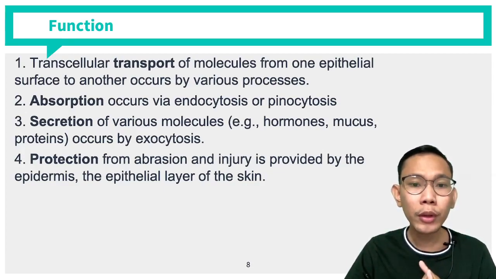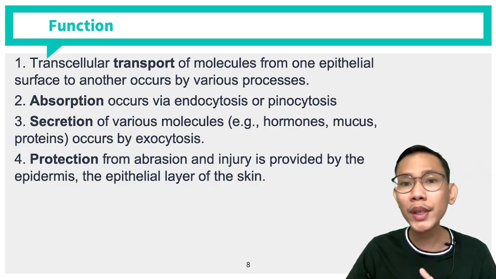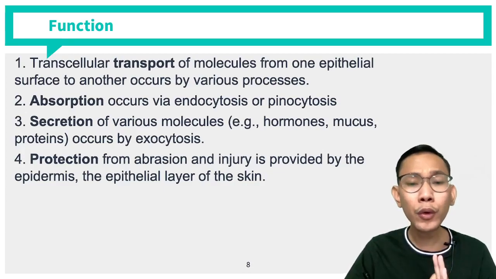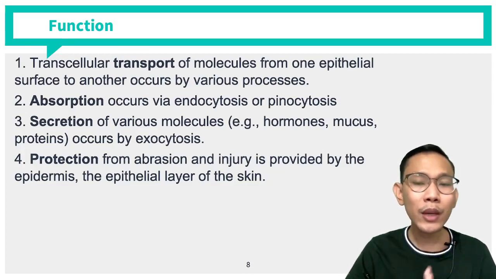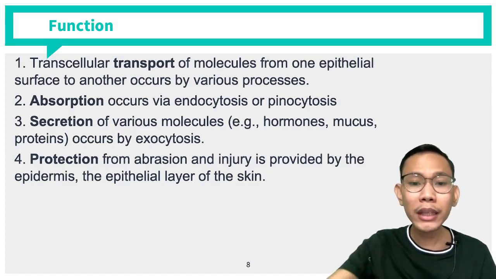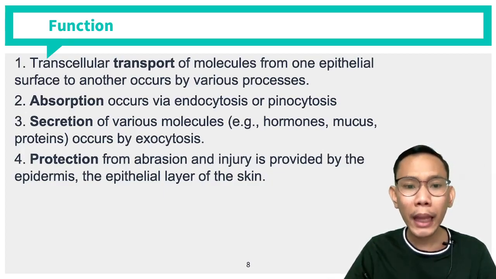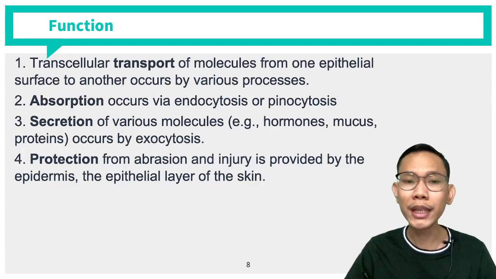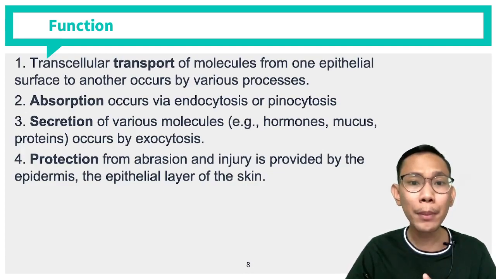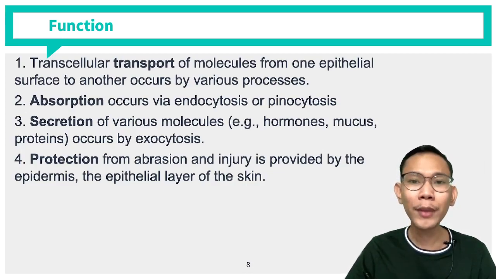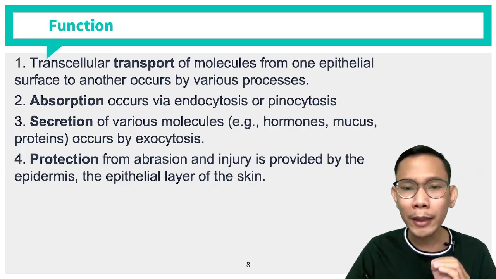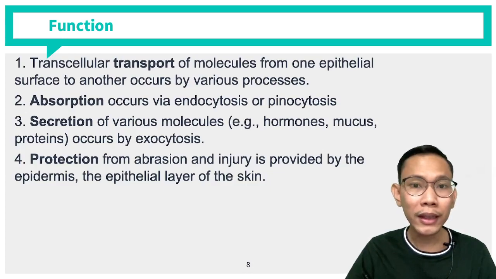Number two, absorption. Absorption occurs via endocytosis or pinocytosis. Next, we have secretion of various molecules: hormones, mucus, and proteins, which occurs via exocytosis. And lastly, one important function of your epithelium is protection against abrasion and injury, provided by the epidermis, the epithelial layer of your skin. So, the four basic functions of your epithelium, remember: transportation, absorption, secretion, and lastly, protection. But there are still a lot of functions depending on the location of the epithelial cells.